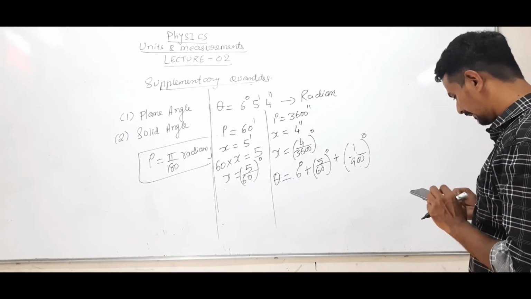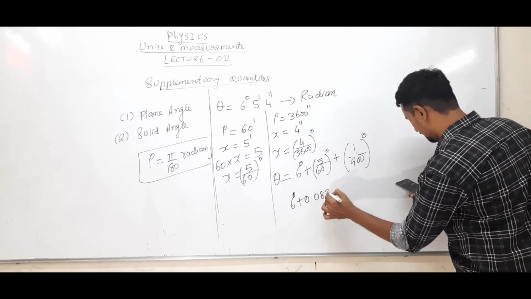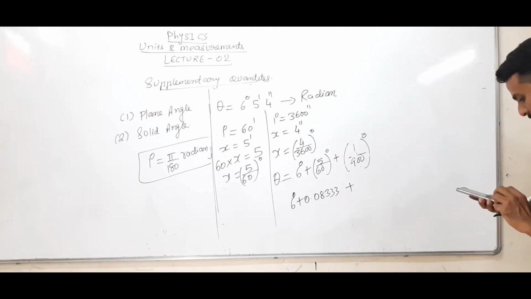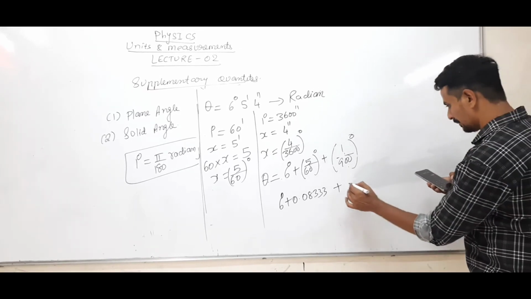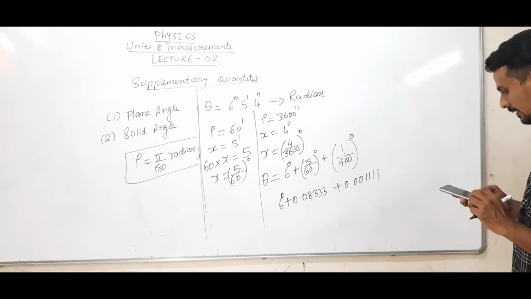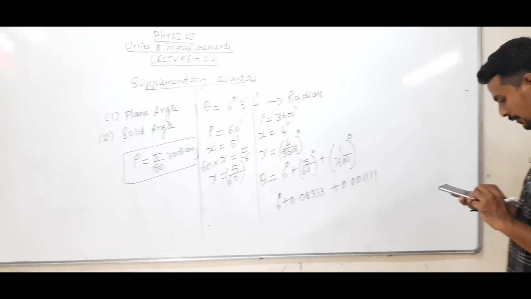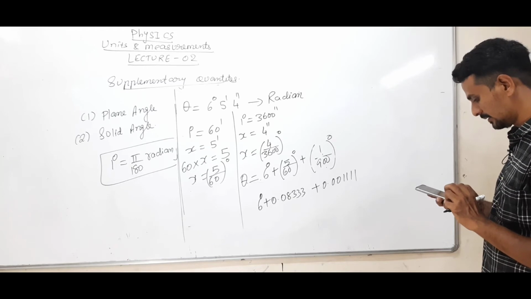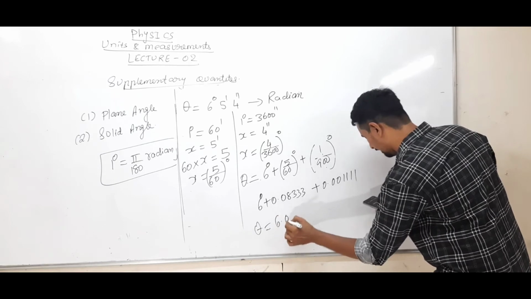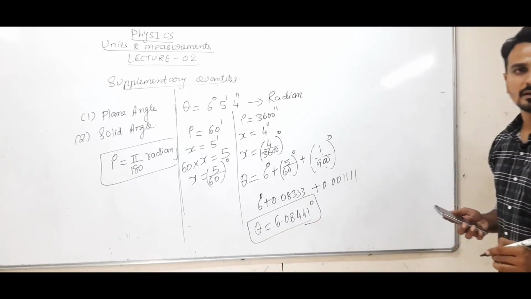5 divided by 60. So this will be 6 degree plus 0.08333, but that's okay, plus 1 divided by 900. So this will be 0.001111. Okay, so finally 0.00111 plus 0.08333 plus 6. So theta is finally 6.08441 degree. This is theta, right?